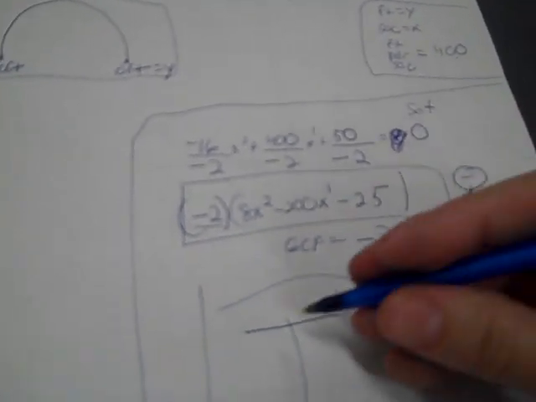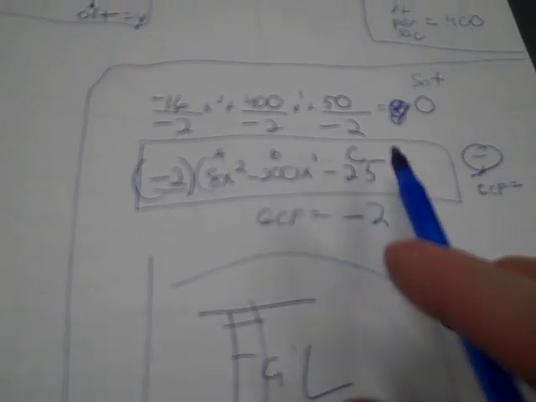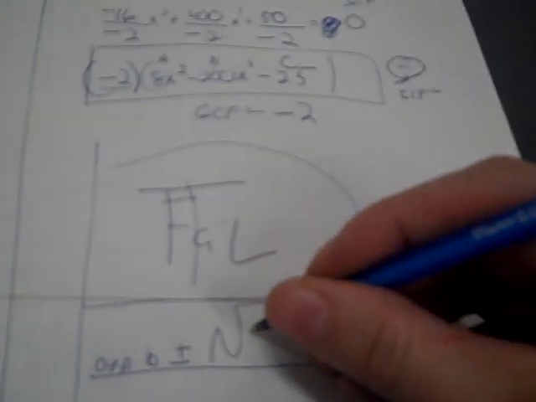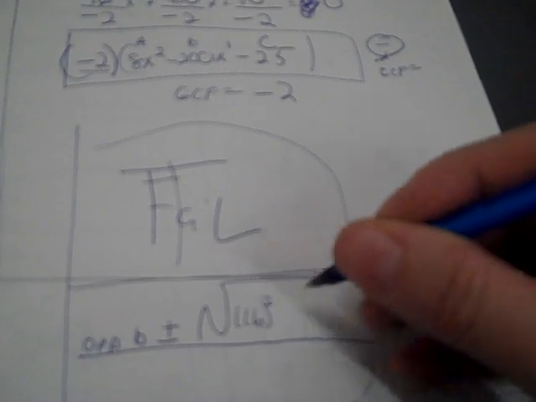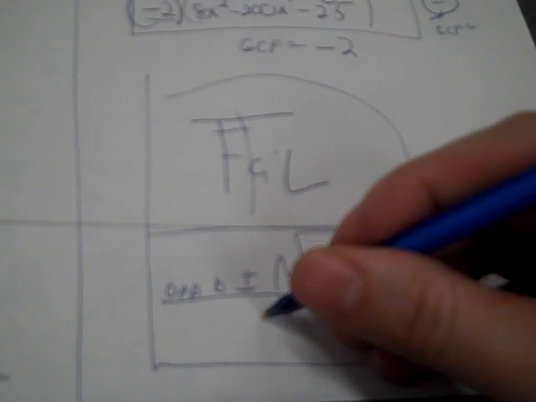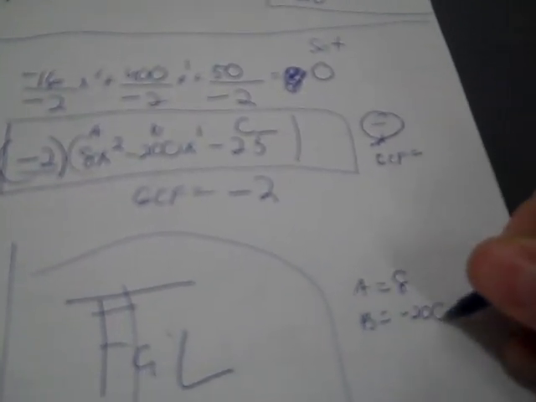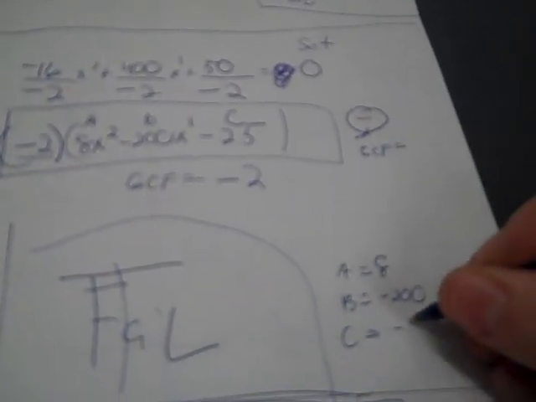Okay. Now I'm not going to waste time with this. It fails because I knew that from the start. Okay. So I go to my quadratic formula. Remember, the ABC is here. So opposite of B plus or minus the square root of b squared minus 4ac over 2a. Now remember, a is 8, b is negative 200, and c is negative 25.